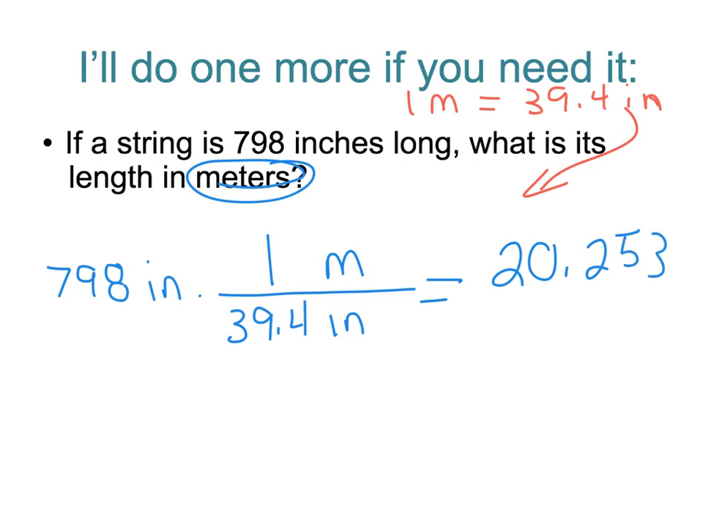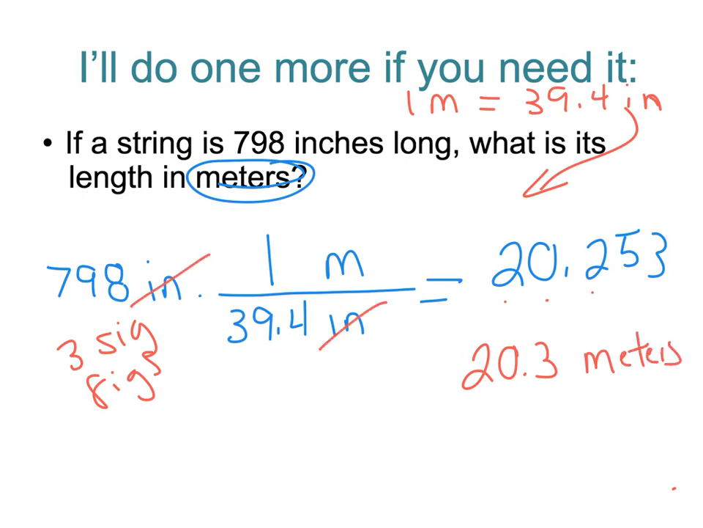Now I'm going to round that to 3 significant figures because my original measurement has 3 significant figures. So my answer, I'm going to keep 1, 2, 3, and 5 is big enough to make that 2 round up. So my answer is 20.3. Make sure my decimal point came out. And my unit is meters, because inches canceled.